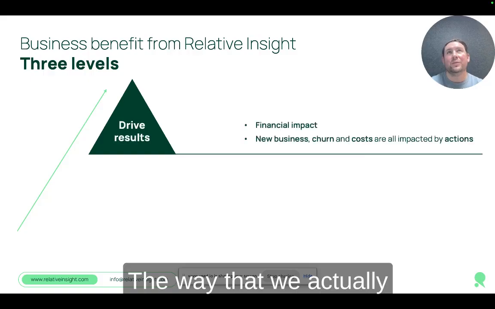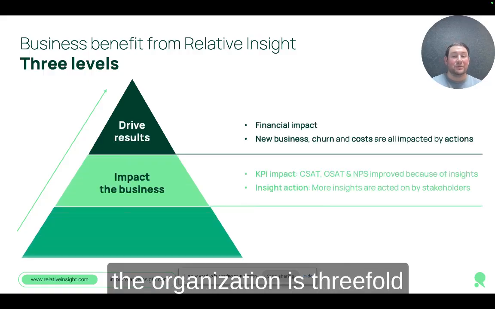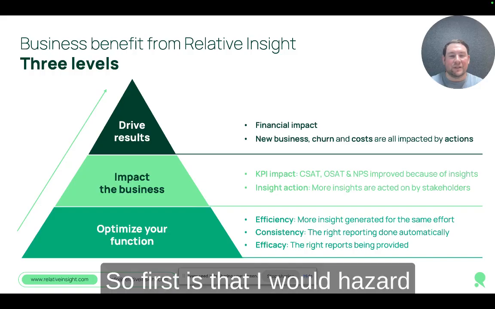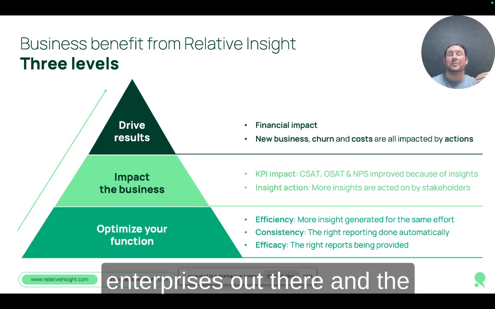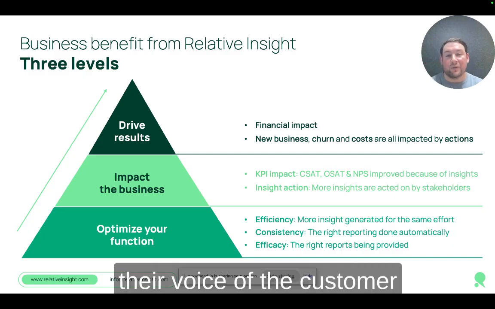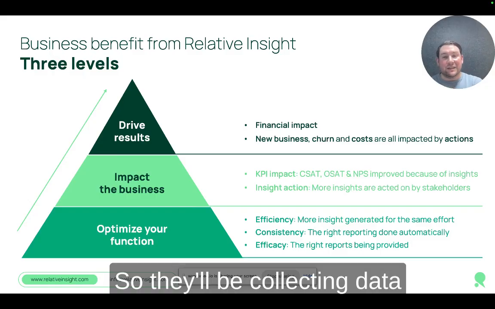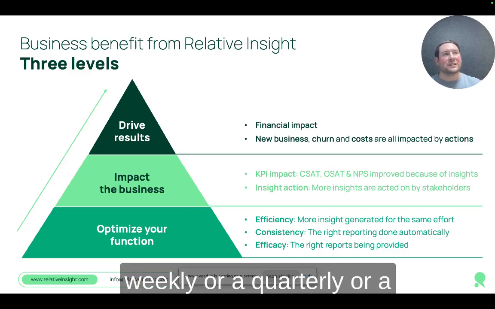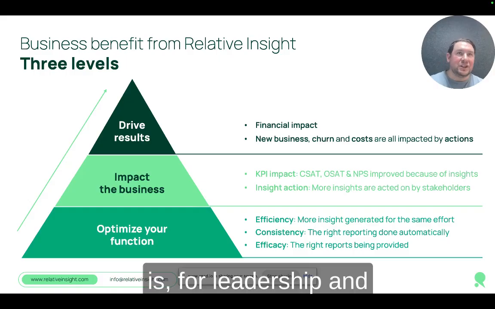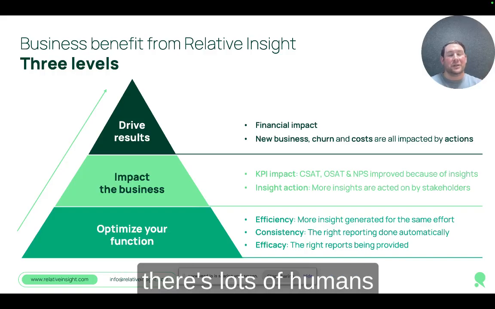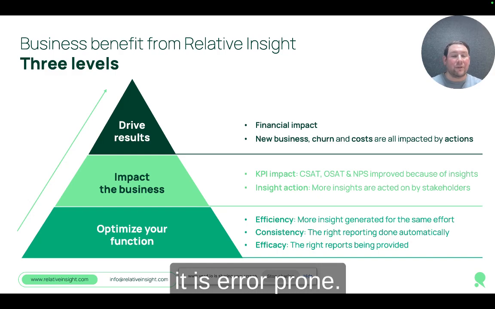So the way that we actually add value across the organization is threefold, and this ladders up in a pyramidal way of thinking. First, I would hazard a guess that the majority of enterprises and companies that we talk to are already doing some form of analysis of their Voice of the Customer program. They'll be collecting data from lots of different disparate vendors, and trying to make sense of it for a weekly, monthly or quarterly report for leadership and different operational stakeholders. The problem with that is that it's highly time consuming. There are lots of humans in it, therefore it is error prone.